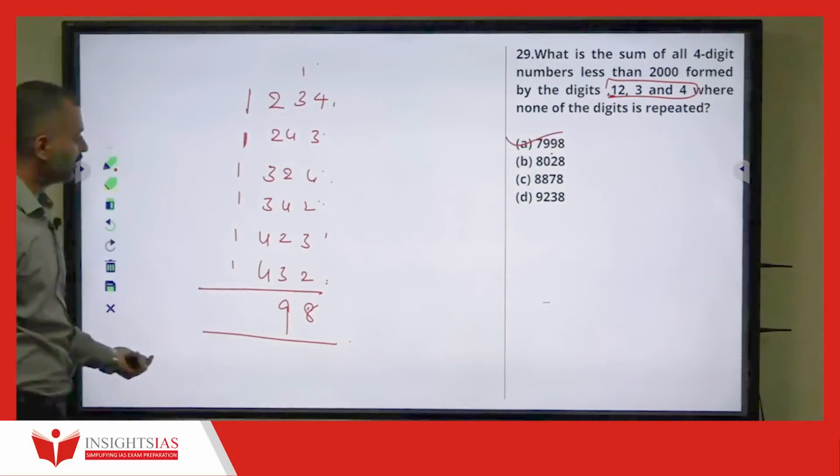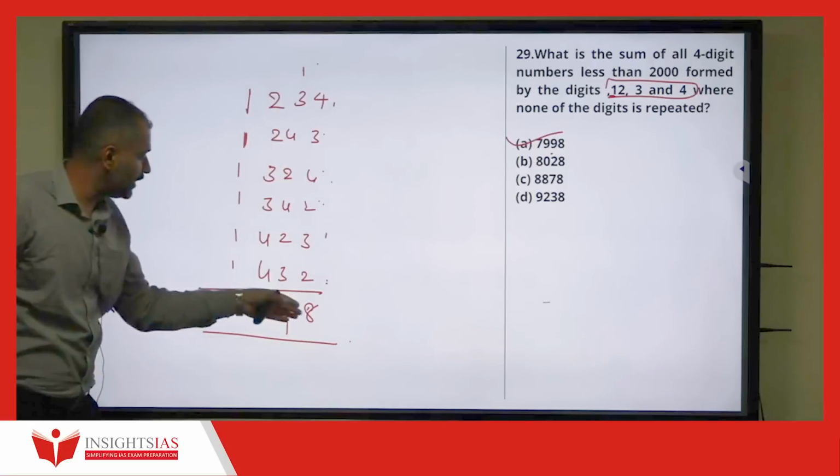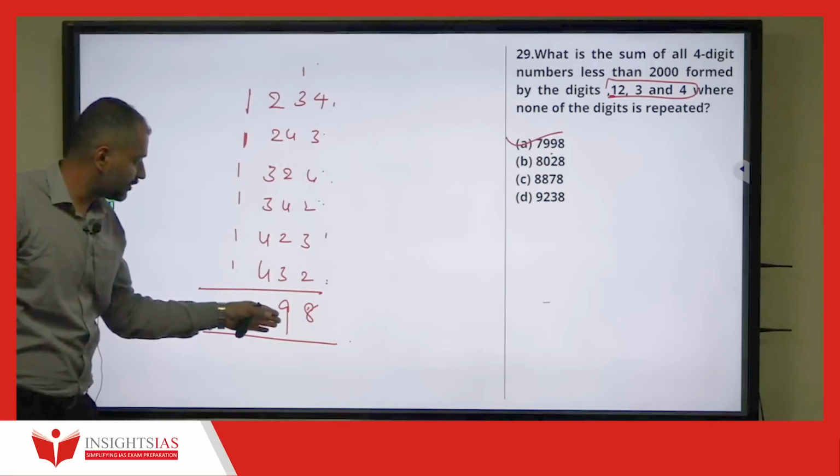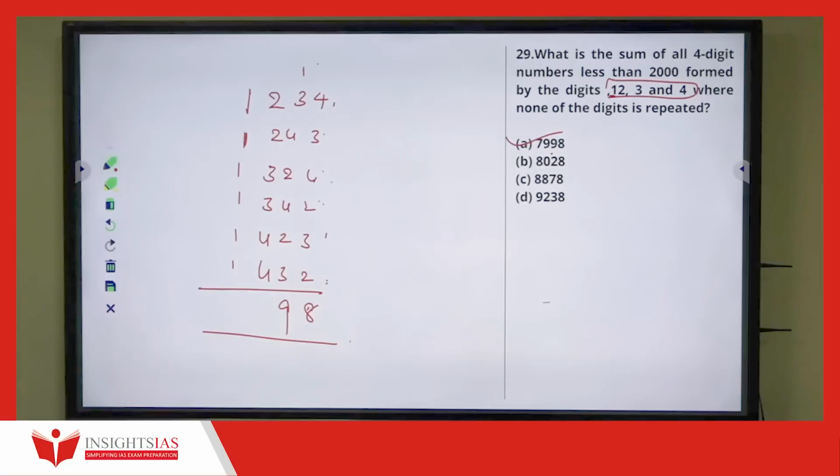Okay, no need to do everything here, 9 and 18. See, every column you will be getting 18, 18, 18 till here. 18 plus 1, 19 here, again 18 plus 1, 19 and this one. Very similar question we have done in class also.